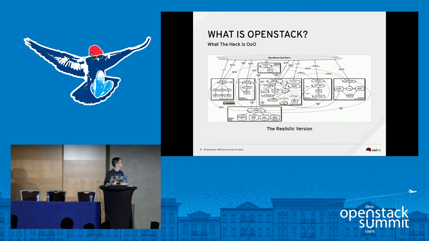It's not easy. And then this realistic version is actually quite a few years old and doesn't actually encompass every project that we have today. TripleO isn't even on here because it's an installer, but you've got Keystone and Swift and Glance and RabbitMQ is implied based on communication, and it's the flying spaghetti monster of doom.